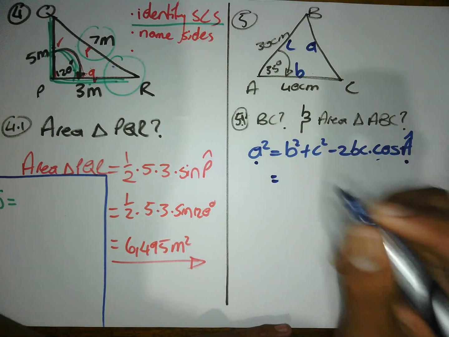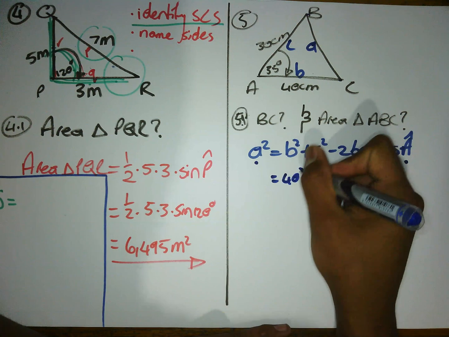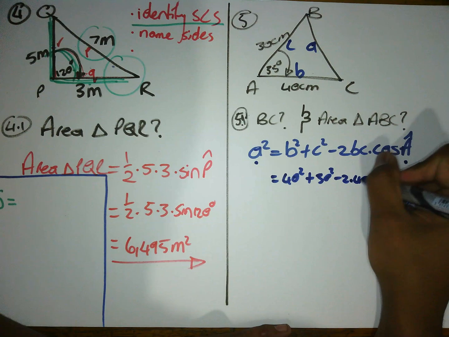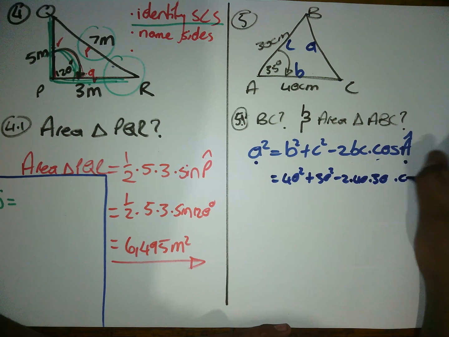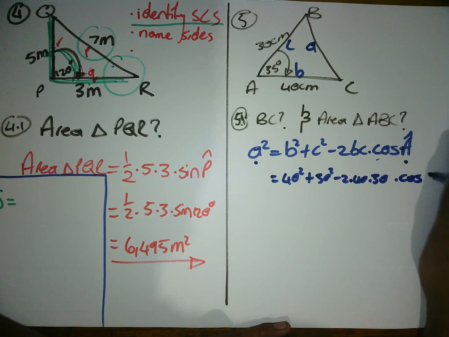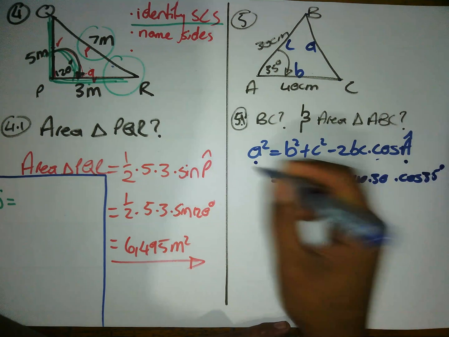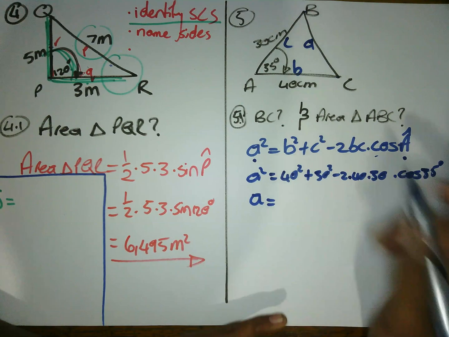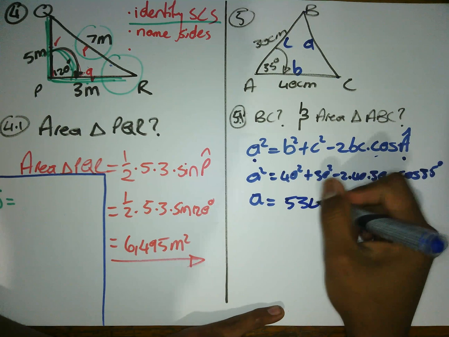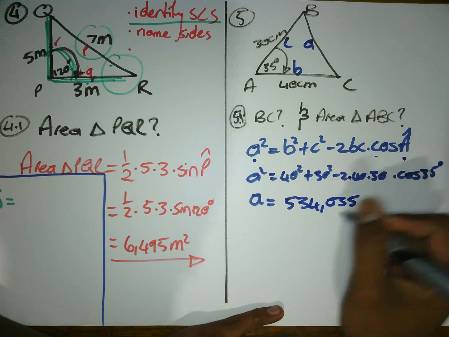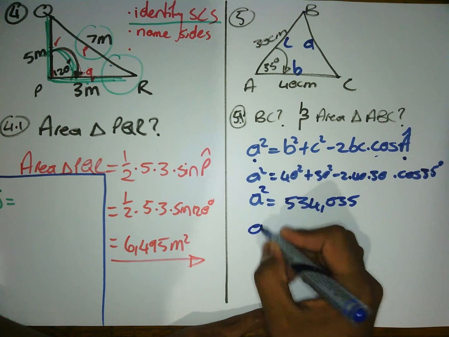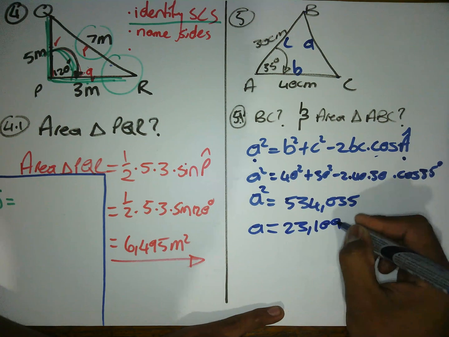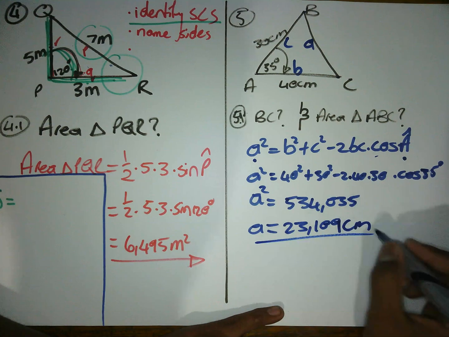What I do now is I substitute in my numbers: 40 squared plus 30 squared minus 2 times 40 times 30 times cos of angle, which is 35. A squared equals 534.035, and then A equals 23.109 centimeters.